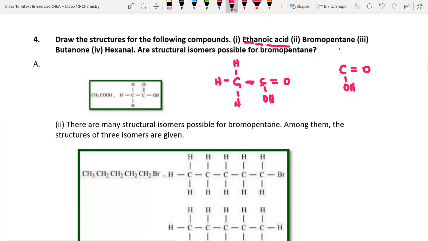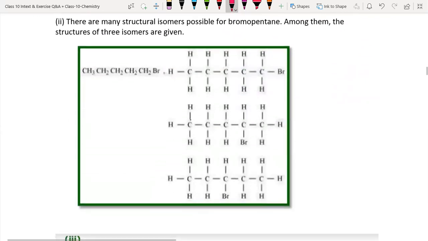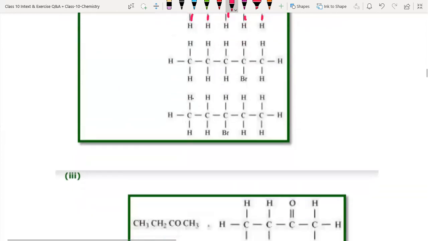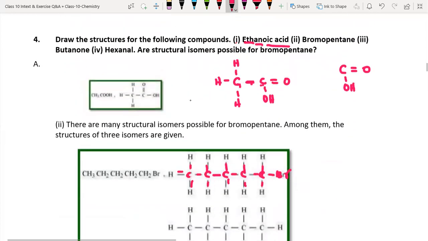Next, bromopentane. First try to draw pentane. How to draw? 1, 2, 3, 4, 5. Pent. Ane means alkane. All single bonds should be there. And bromo. At last you have to arrange. You have to keep Br, bromine, such that it will become bromopentane. Hence you can draw all hydrogens here. Next, what they have asked?